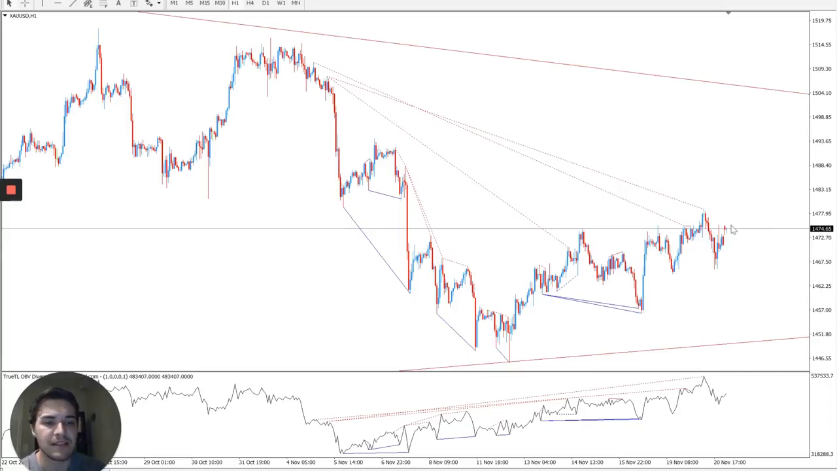So let's say right now price is not right here. Let's say price is right here, and we're currently waiting to see what will happen.